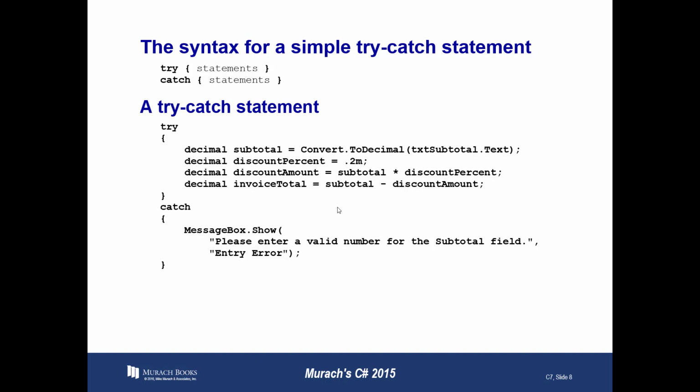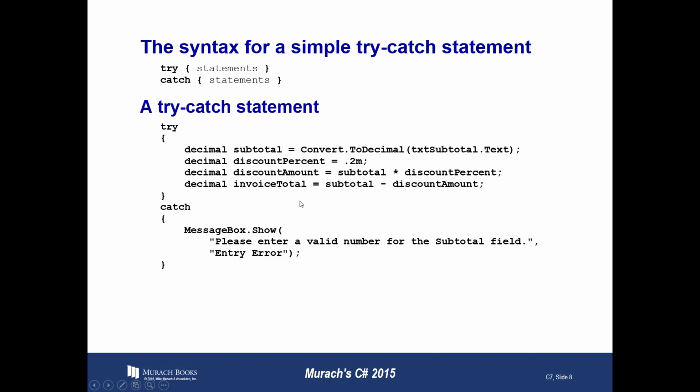Another way of doing this is to use try-catch statements. Now note the difference. The try block is everything within the curly braces, and the catch block is everything here within the curly braces. So in the try block, you put the code that could conceivably fail. If something fails, you just put a catch here. This is one way of doing it, and you put a message box in here.